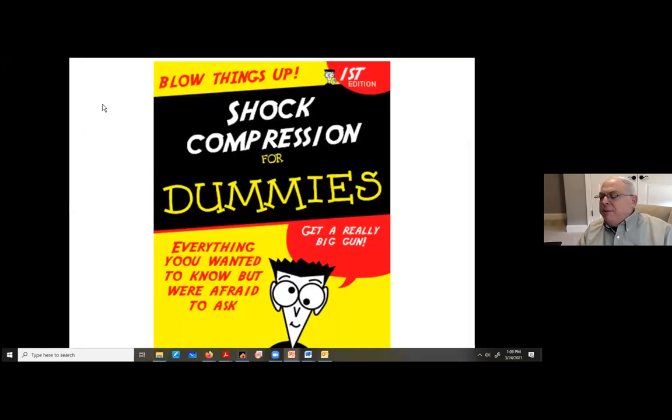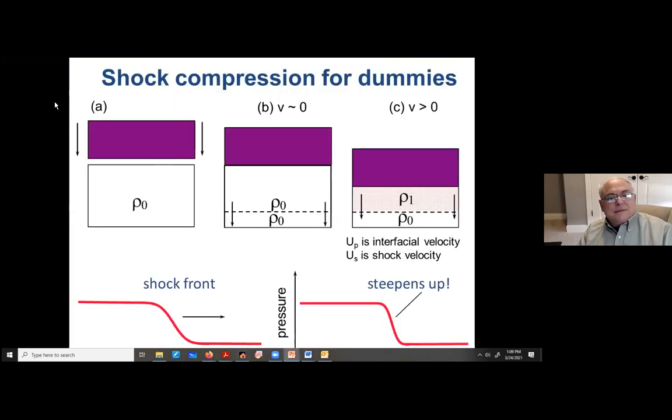Because this is, I believe, largely a static high pressure community, I'm going to give the world's shortest shock tutorial. So here it is. This is some junk material, and it's at density rho naught. And here's a brick. And what I'm going to do is generate a shock wave by dropping the brick onto the material.